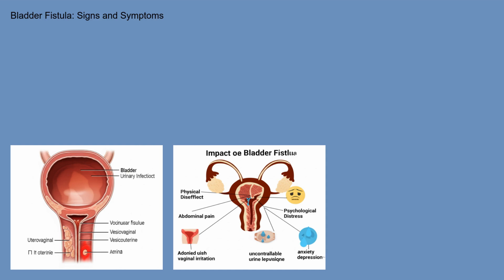The signs and symptoms of a bladder fistula can be quite distressing. The most common symptom is continuous and uncontrollable leakage of urine. This leakage can occur through the vagina, rectum, or onto the skin, depending on the fistula's location. Other symptoms may include recurrent urinary tract infections, abdominal pain, vaginal or rectal irritation, and skin breakdown in the affected area. The psychological impact of these symptoms can be profound, leading to social isolation, depression, and a significant decline in quality of life.